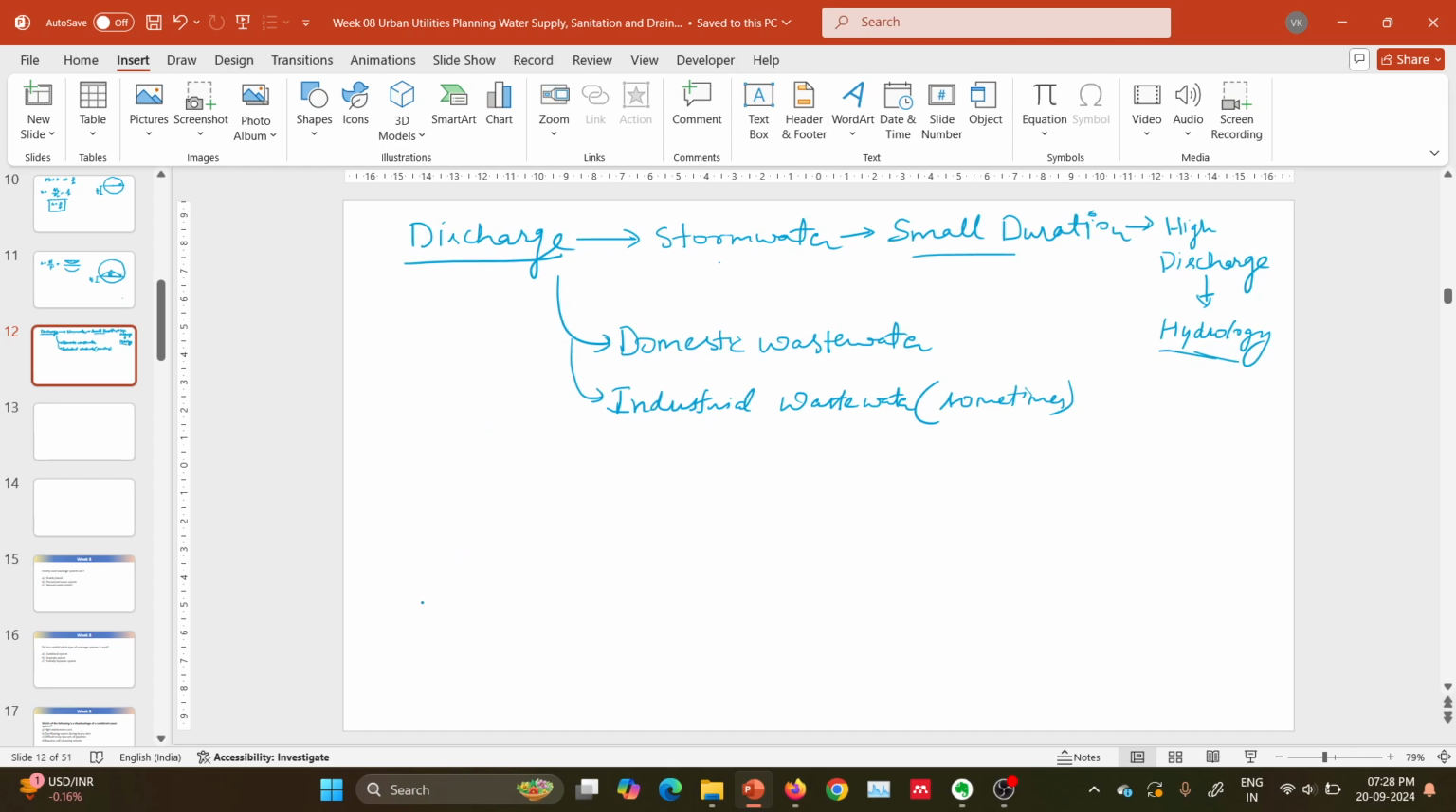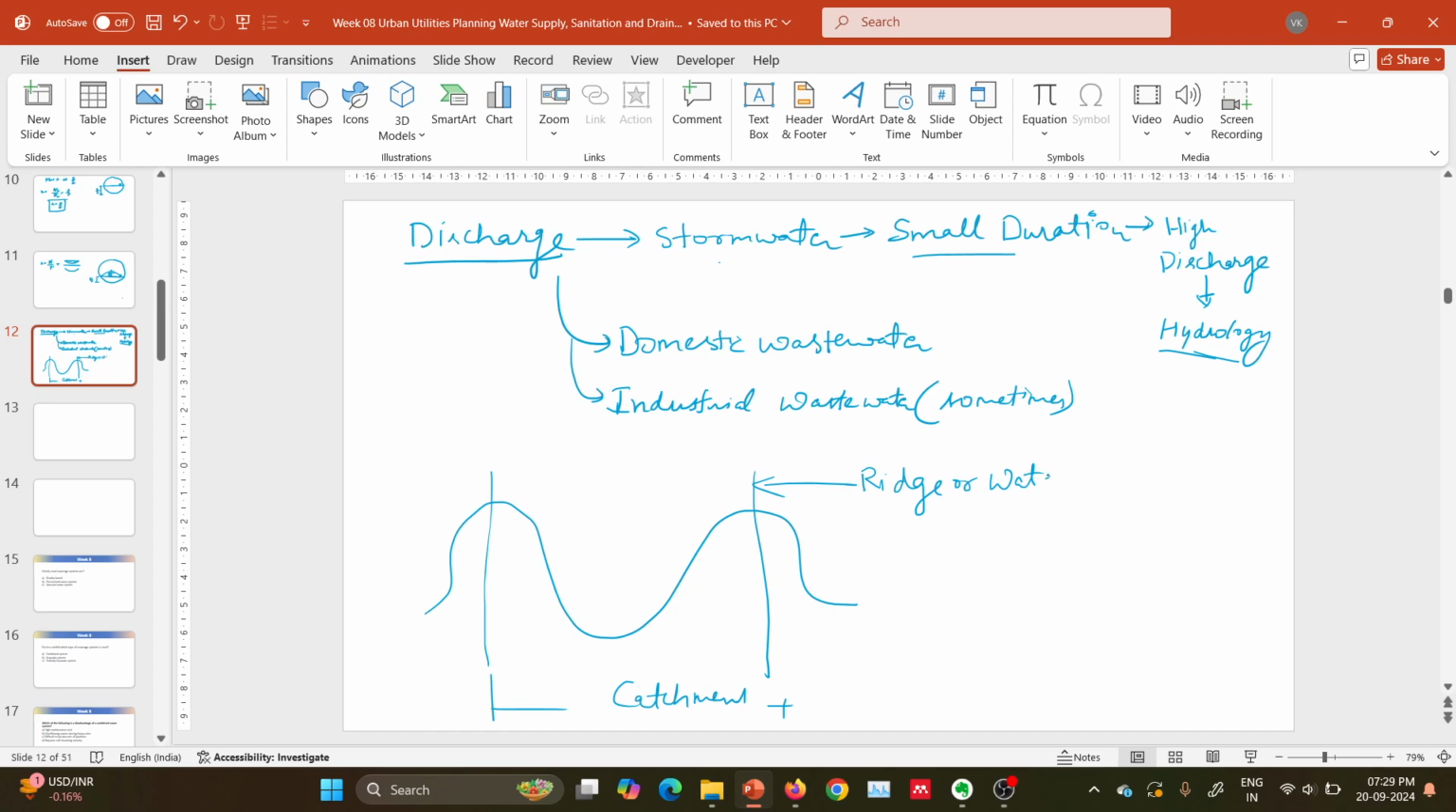So in hydrology, what are we doing? Let's take this is a catchment. This is called the catchment area. These are called ridge lines or water divide. The water which will fall in this region will go to this area. That we will calculate. This discharge we will calculate.